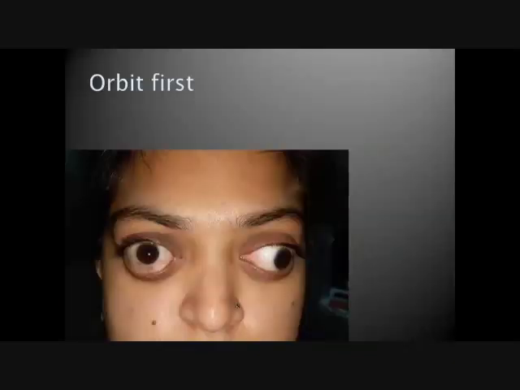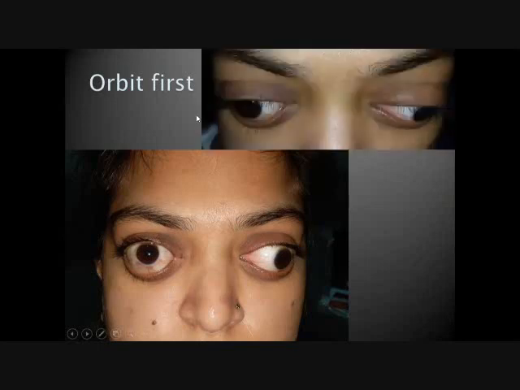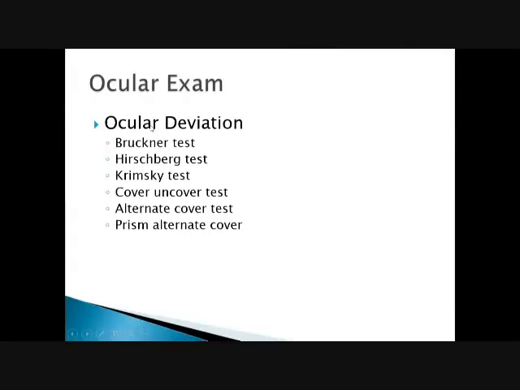Okay. So what about this one? There is an apparent divergent squint, but what else? That the eyes are prominent, so this is a patient with craniofacial abnormality and there is proptosis. So we have to deal with the orbit first and then we come to the squint. So always treat the orbit first.